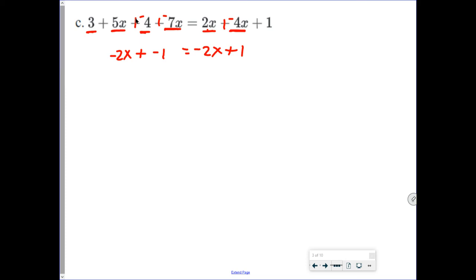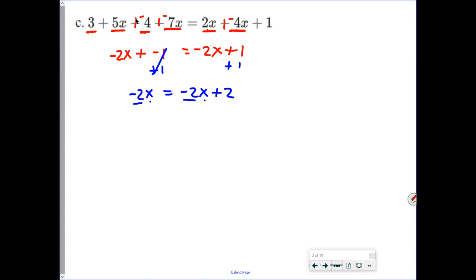Now, how do I do this? What do I do? Let's get rid of this 1 here. So I add 1 here, and I add 1 here. Get -2x equals -2x plus 2. Whoa, pause just a second. Look at this. -2 times some number equals -2 times that same number plus 2. Will that ever be equal?